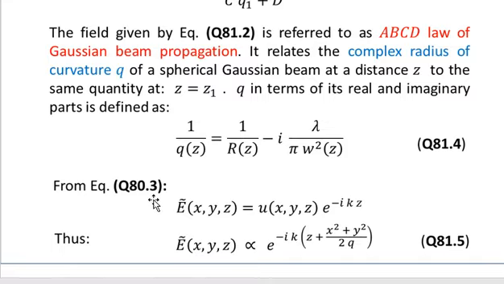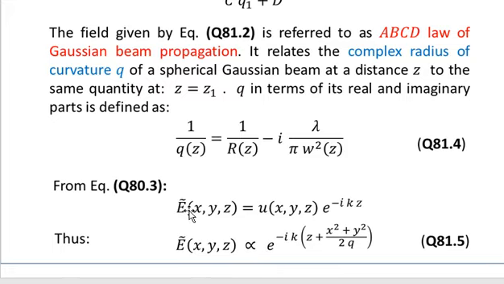From equation number 80.3, we have the following equation, that is the field, E prime at xyz is equal to u of xyz multiplied by e to the power minus iota kz, where u of xyz is actually the spatial part of the field at the plane z, and e to the power iota kz is the phase factor. That is, you see that depending upon the value of z, it covers the phase variation from the z is equal to z1 plane to the final plane, which is the z is equal to z plane.